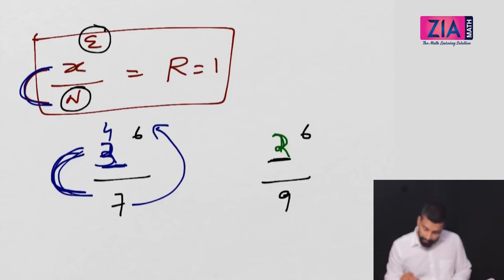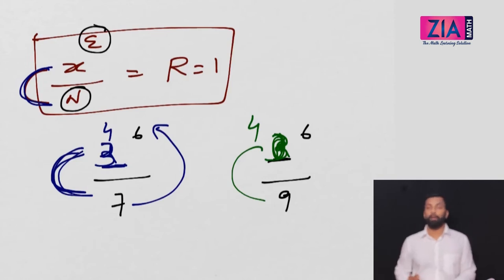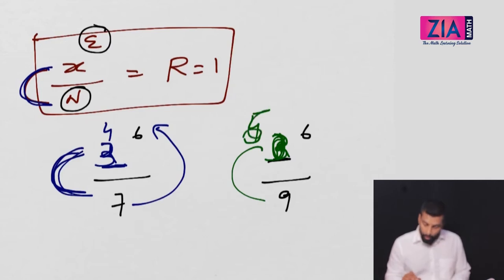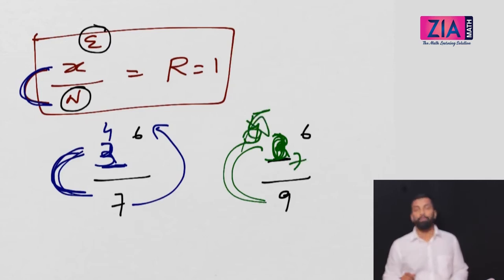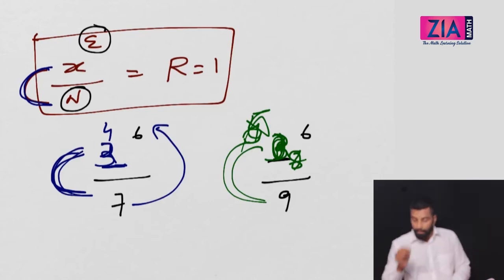Now 3, you can't use 3, but you can use 4. 4 raised to 6 by 9 will give remainder 1. 5 raised to 6 by 9 will also give remainder 1. Can you write 6? No, because these two are not coprimes. 7, if you write, remainder 1. 8, remainder 1. Now the question is, can I write more than 9? Obviously you can. That condition is applicable only when finding the Euler's number, numbers less than 9.